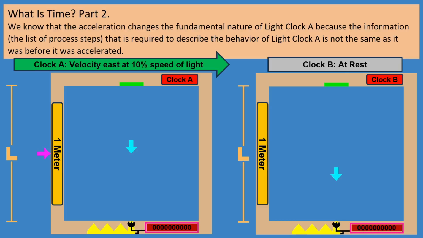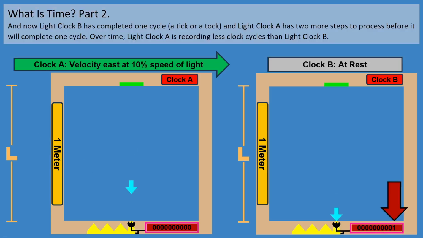We know that the acceleration changes the fundamental nature of light clock A because the information, the list of process steps, that is required to describe the behavior of light clock A is not the same as it was before it was accelerated. We can see that light clock A has an extra step, one step east, because it's moving in the east direction at 10% of the speed of light. Light clock B does not have that processing step because it is at rest. And that's what makes the difference between these two clocks.